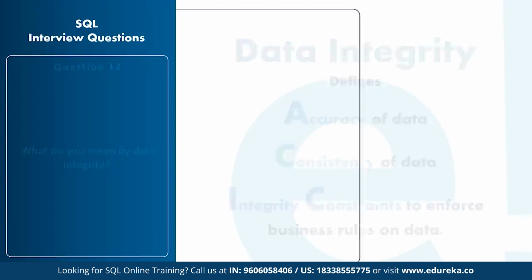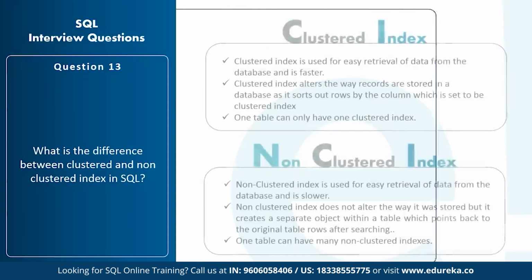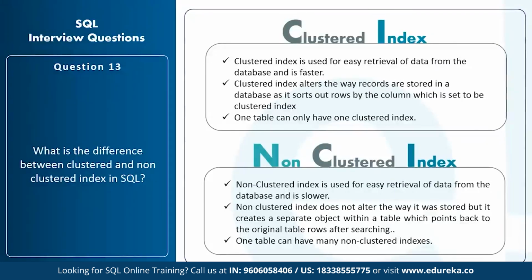Now let's move forward to our next question, that is, what is the difference between the clustered and the non-clustered index in SQL? The clustered index is used for the easy retrieval of the data from the database and is faster than the non-clustered index. The clustered index alters the way records are stored in the database as it sorts the rows by the column which is set as the clustered index, and only one table can have a clustered index.